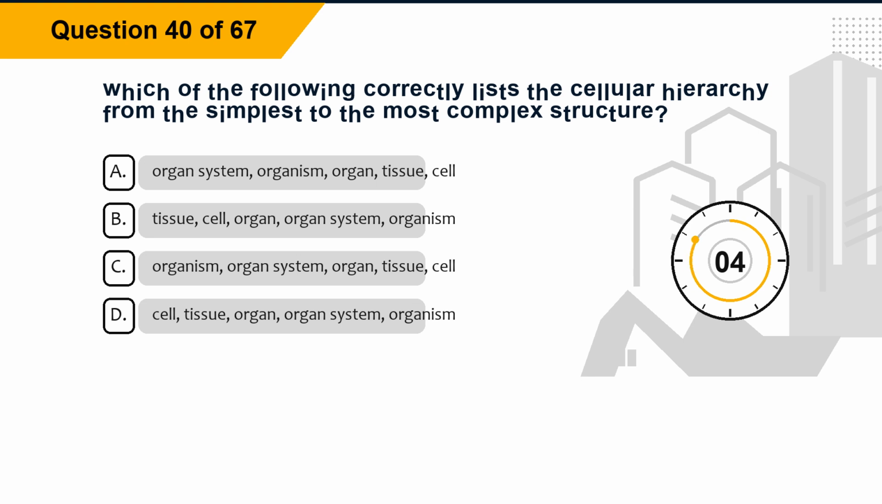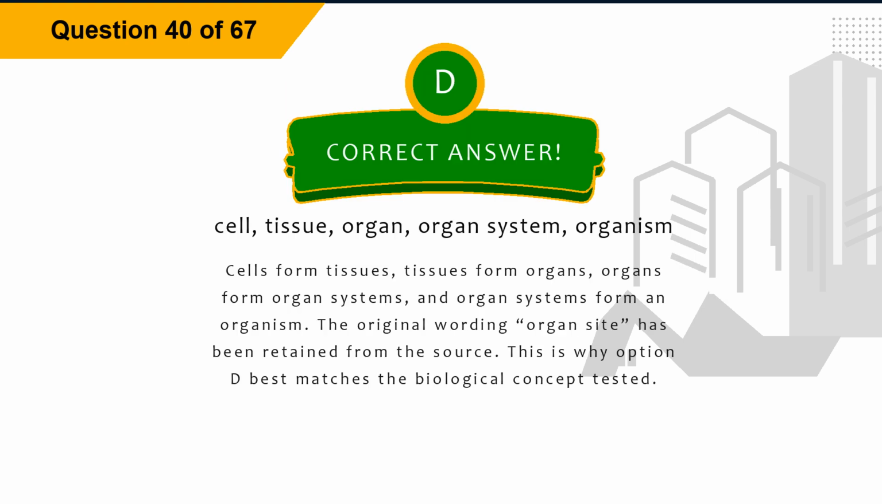Option D, cell, tissue, organ, organ system, organism. The correct answer is option D, cell, tissue, organ, organ system, organism. Explanation. Cells form tissues, tissues form organs, organs form organ systems, and organ systems form an organism. The original wording "organ site" has been retained from the source. This is why option D best matches the biological concept tested.